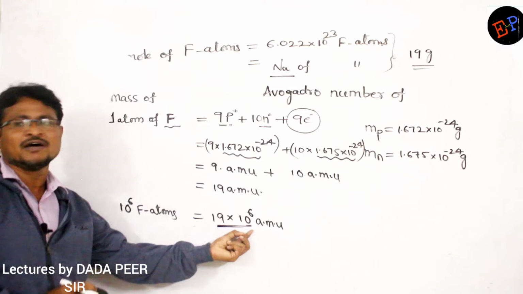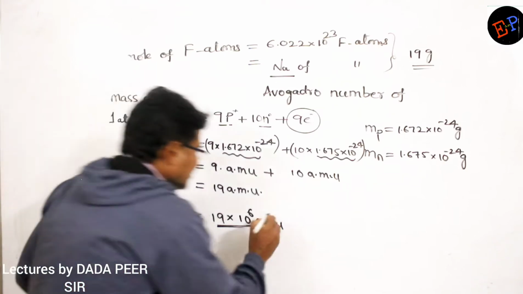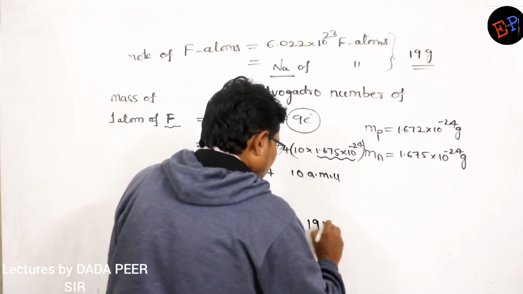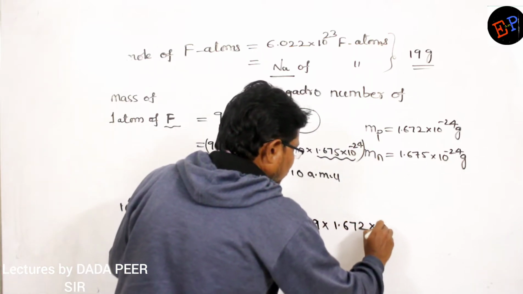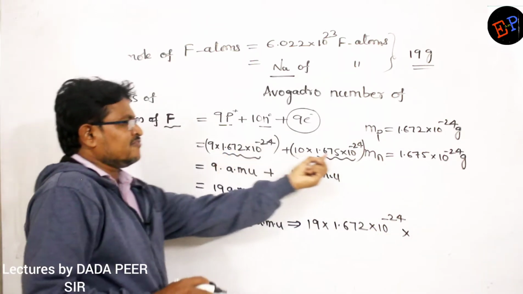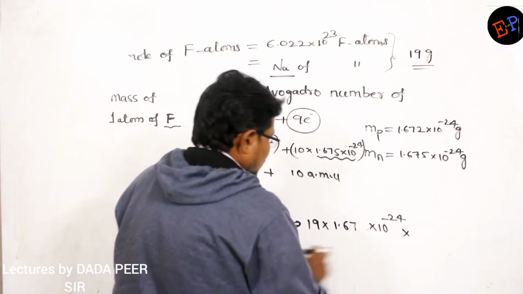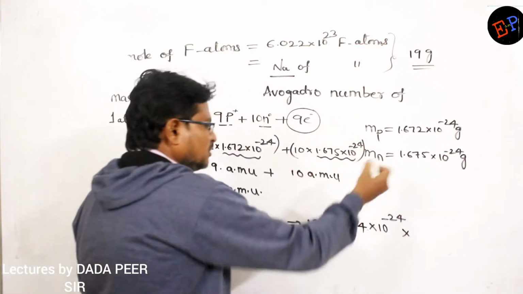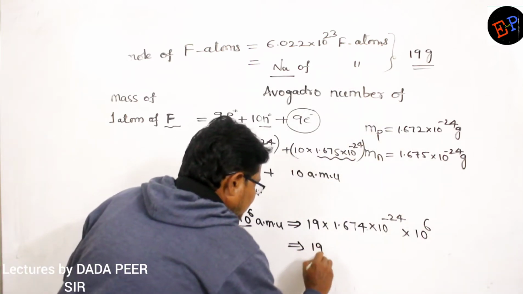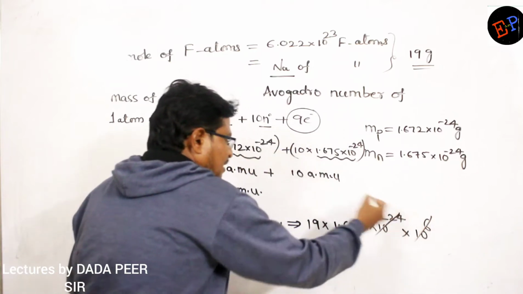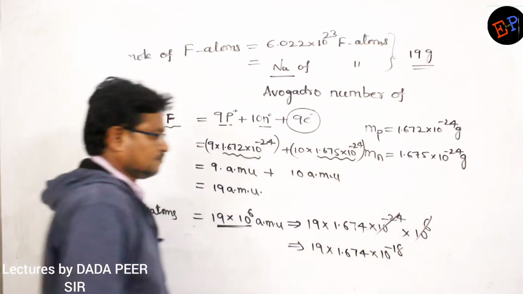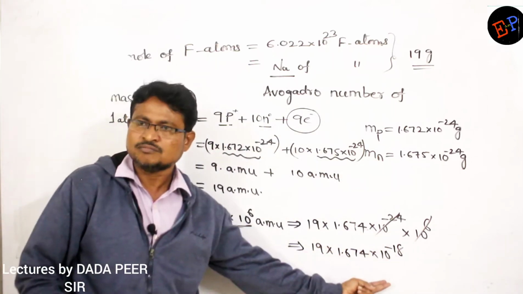Even though, if you take this one, this is very small. So why is it small? See here, 19 into 1.674 into 10 to the power of minus 24 into 10 to the power of 6. Now you can say it is 19 into 10 to the power of 6 times 10 to the power of minus 24, which is about 1.674 into 10 to the power of minus 18. Is it a bigger value? Mathematically it seems to be bigger.